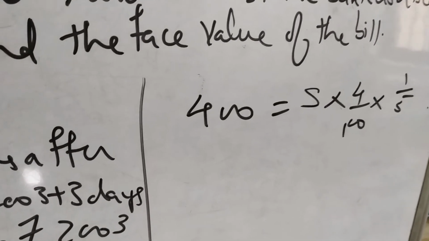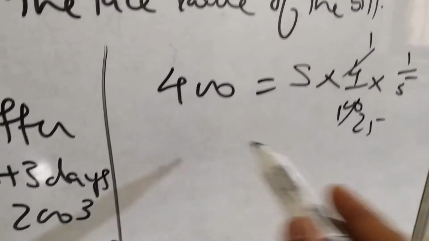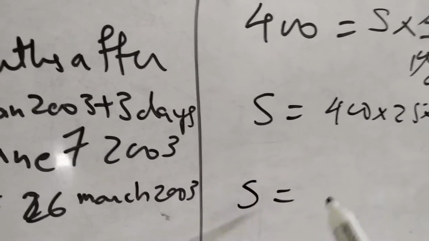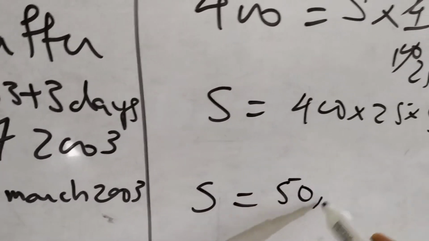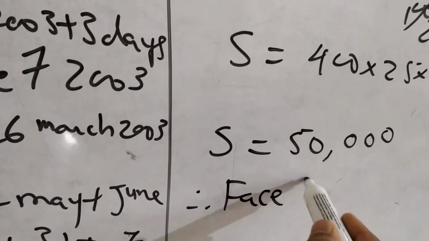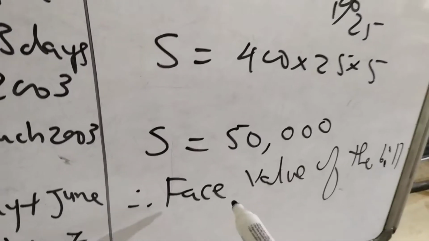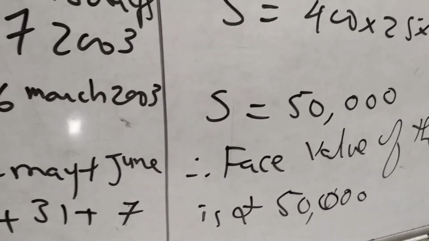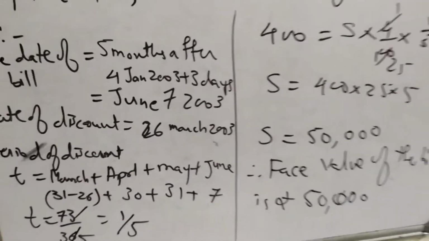So calculating this fraction, 25 into 5, S is nothing but 400 into 25 into 5, which becomes 50,000. Therefore, the face value of the bill is rupees 50,000.